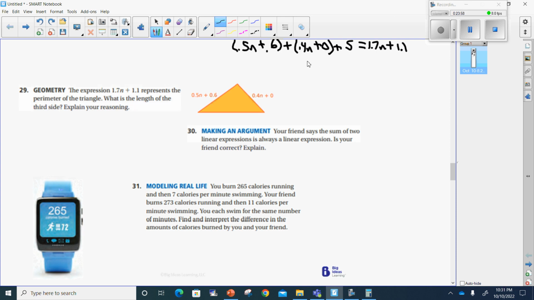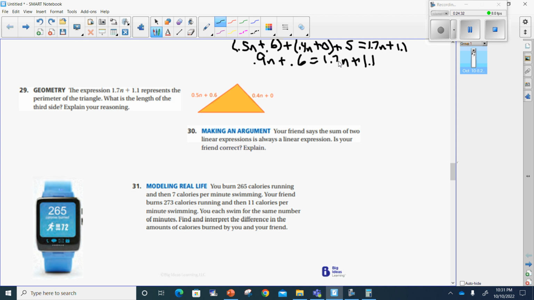All right, let's combine these two together. 0.5n and 0.4n make 0.9n. And we've got 0.6 and 0, that's going to make plus 0.6. And that has to equal 1.7n plus 1.1.